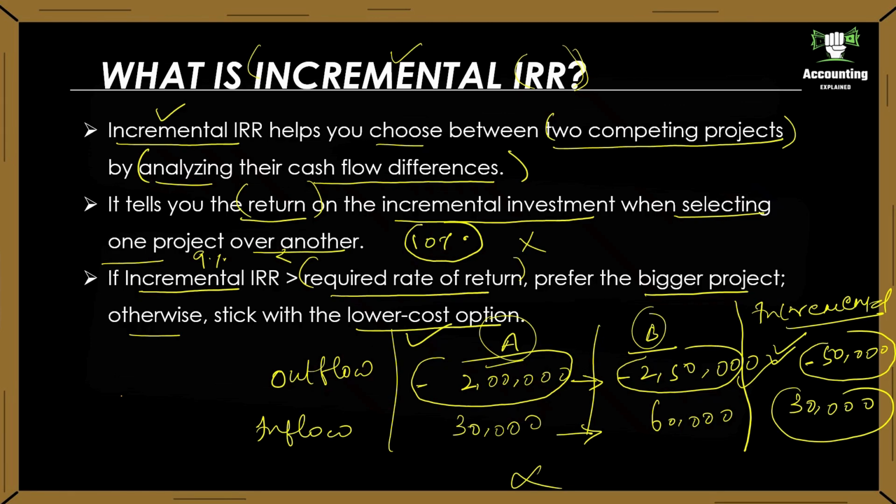In another scenario, if the incremental IRR is 12%, this is obviously greater than the required rate of return. 12% is greater than 10%, so you have to go for the bigger project. In this case, you will select project B and you will reject project A. In this way, you have to calculate incremental IRR, and then compare it with the required rate of return to select whether project A or project B.